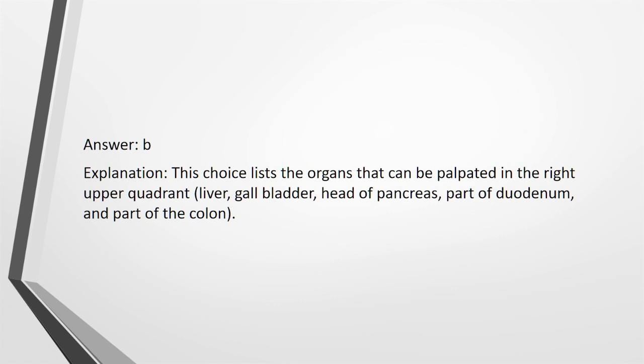Answer: B. Explanation: this choice lists the organs that can be palpated in the right upper quadrant: liver, gallbladder, head of pancreas, part of duodenum, and part of the colon.